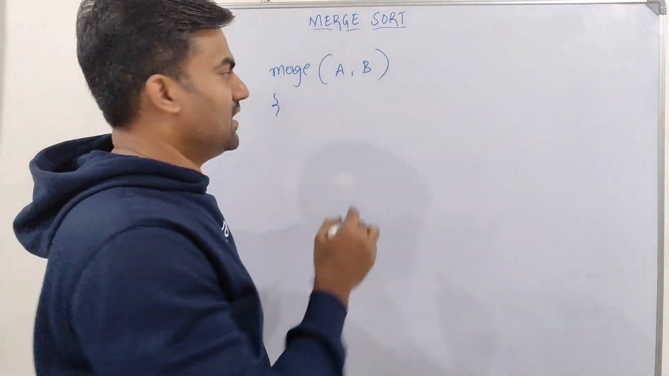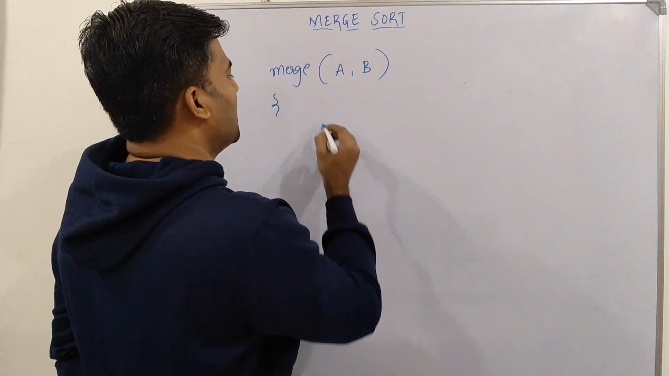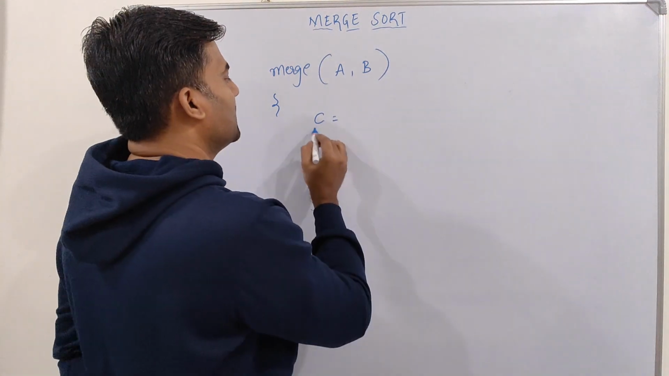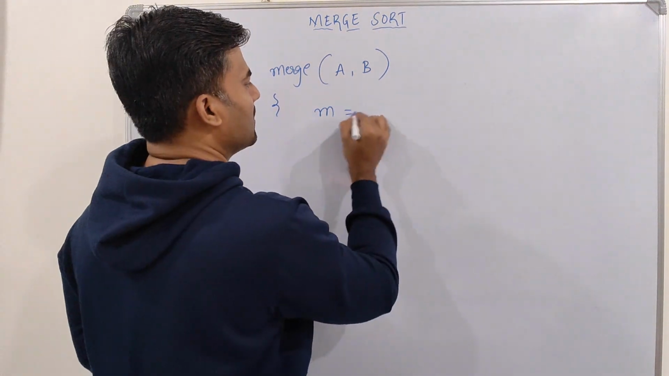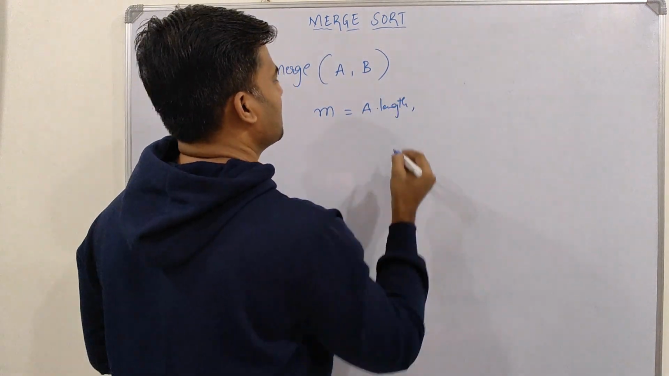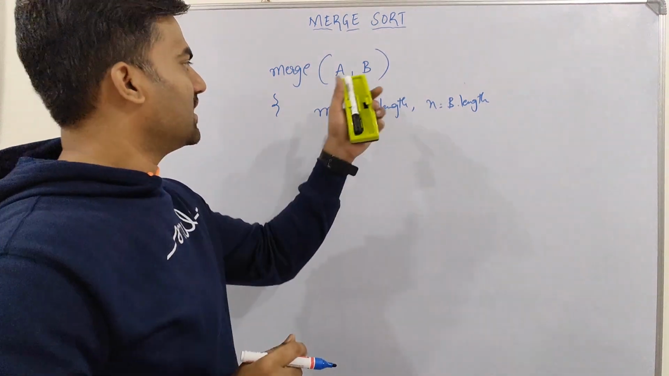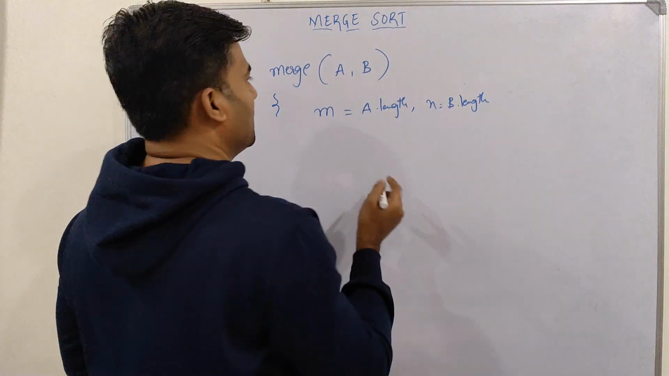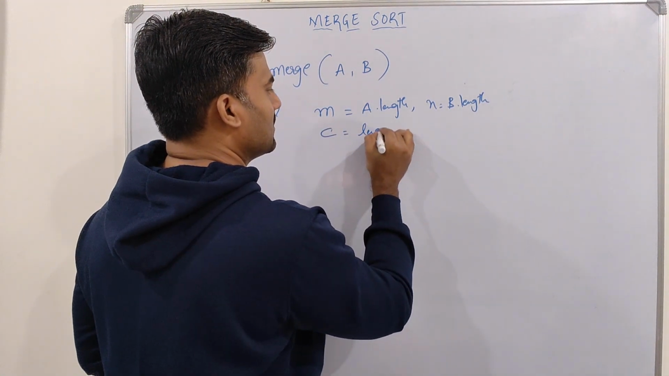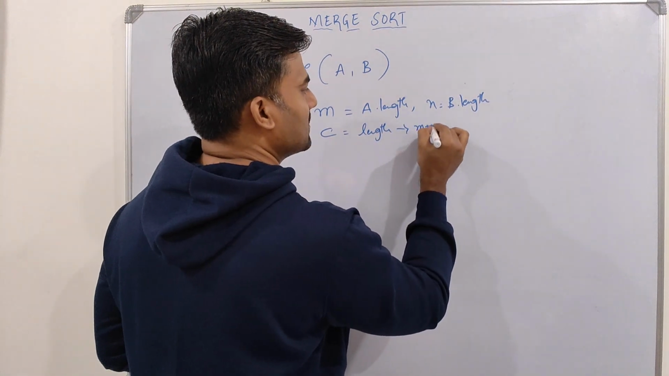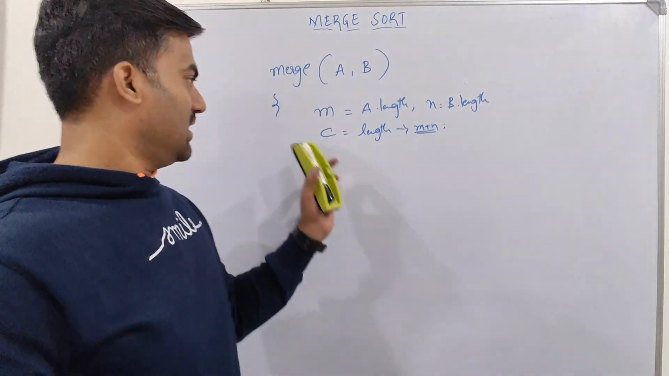Now I have A and B, which are arrays, and they are sorted. That's the precondition. Before that, let M be the length of array A, so A.length, and N be the length of array B. Now the resultant array, which is C, is of length M plus N. So we take another array C of length M plus N, and this holds the merged array.